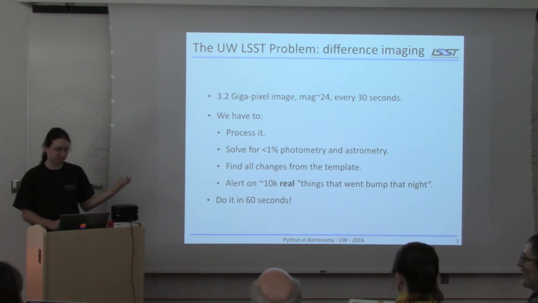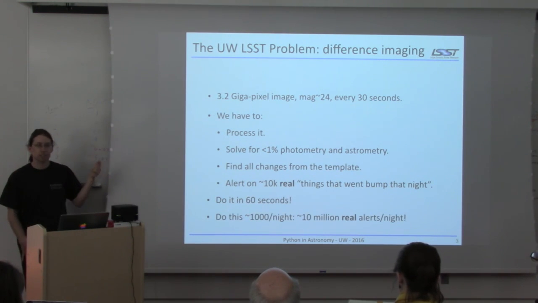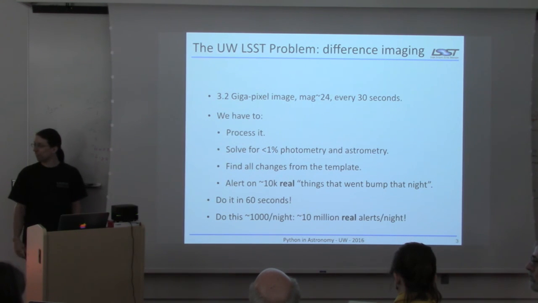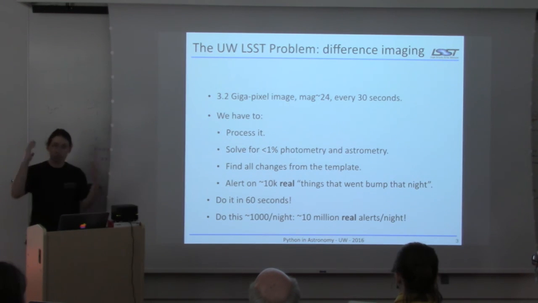Challenge accepted. That means, since we're taking an image every 30 seconds, we do that 10,000 times per night. That means 10 million real alerts per night. So if your difference imaging pipeline has an error rate of, as most of them do, several, a few percent even, that's like a million not real alerts. Yeah, factors of few. It's really worse than that. So you really have to crush the statistics.